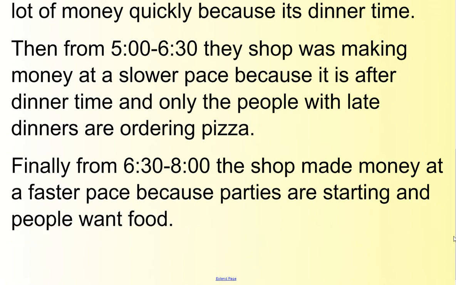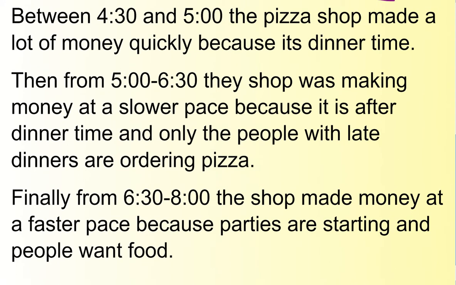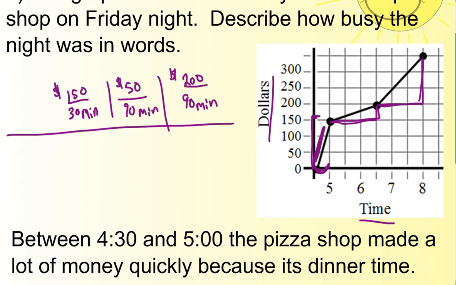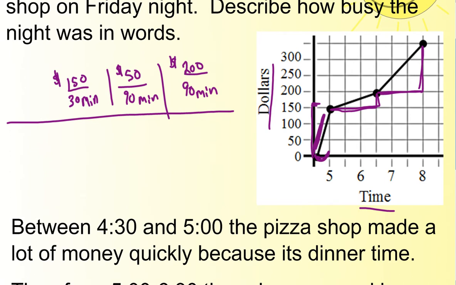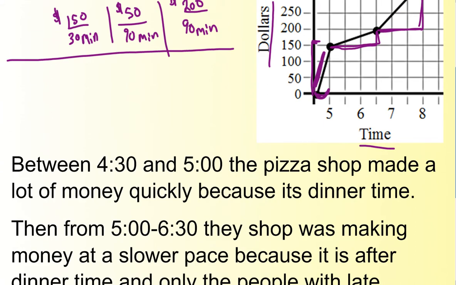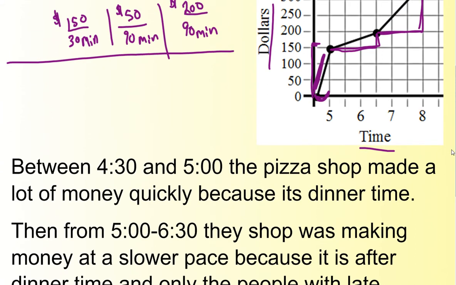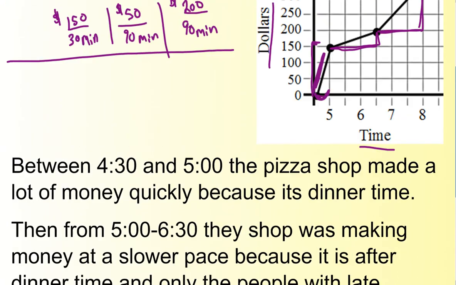There we go. So now, not only do we say what happened, we interpreted the graph and explained why that happened. So now we have a graph and a nice explanation. So between 4:30 and 5 o'clock, the pizza shop made a lot of money quickly because it's dinner time. It's the dinner rush. Then from 5 to 6:30, the shop was making money at a slower pace because it's after dinner and only the people with late dinners are ordering.